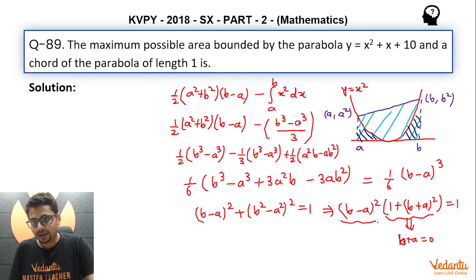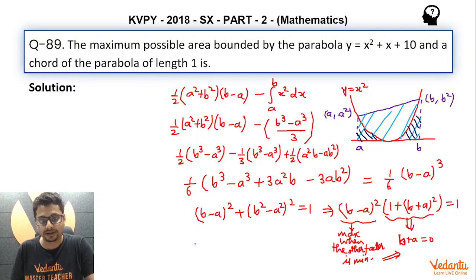So this will be maximum when the other factor is minimum. And for it to be minimum, b plus a whole square should be 0, taking its minimum possible value. That means b plus a should be 0. In which case this factor becomes 1. That means b minus a whole square multiplied by 1 is 1. That means b minus a is 1. Anyway, we have taken b greater than a without loss of generality.